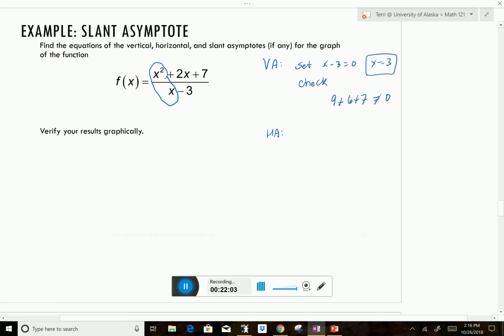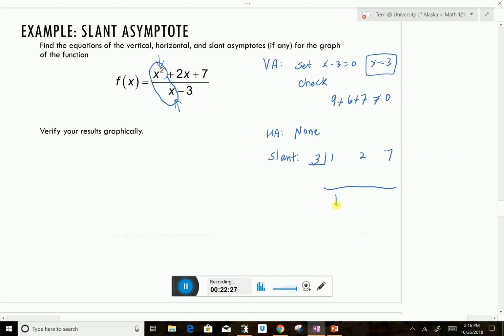No, because this is larger than this. This degree is going to overtake this x. So we have no horizontal asymptote. But since it's one larger, we do have a slant asymptote. So 1, 2, 7. We divide by the 3.